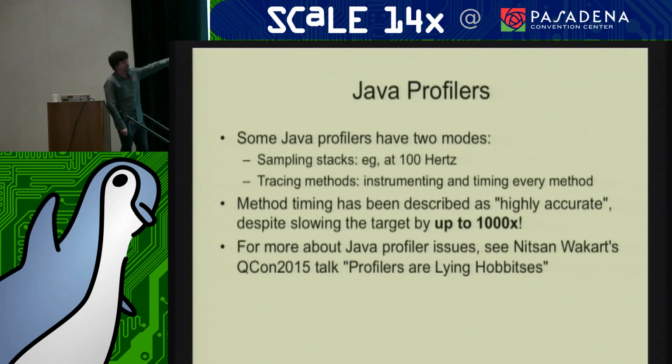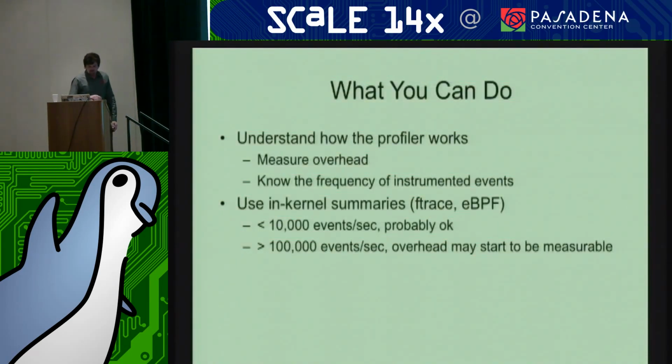What I find weird is the documentation for these can describe method timing as highly accurate, even though your app runs 1,000 times slower. It's like, how can it be highly accurate? If my app is running 1,000 times slower, everything's going 1,000 times slower. Like race conditions could be different, like networking events are all different. So I did see a good talk about profilers or lying hobbitses that went into more detail.